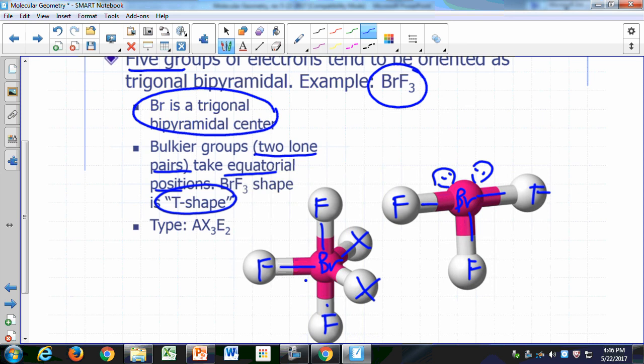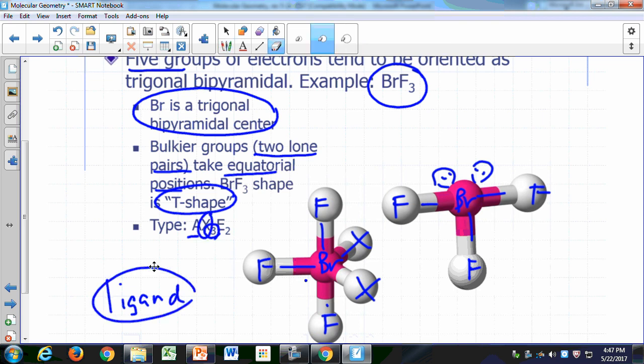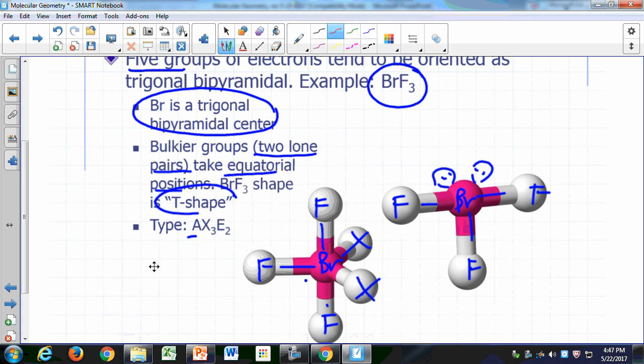So this is type AX3. There's 3 ligands or 3 atoms attached to the bromine. By the way, another word for X here is ligand, atoms that are attached to the central atom. Okay? And there's 2 lone pairs. So this is type AX3E2.